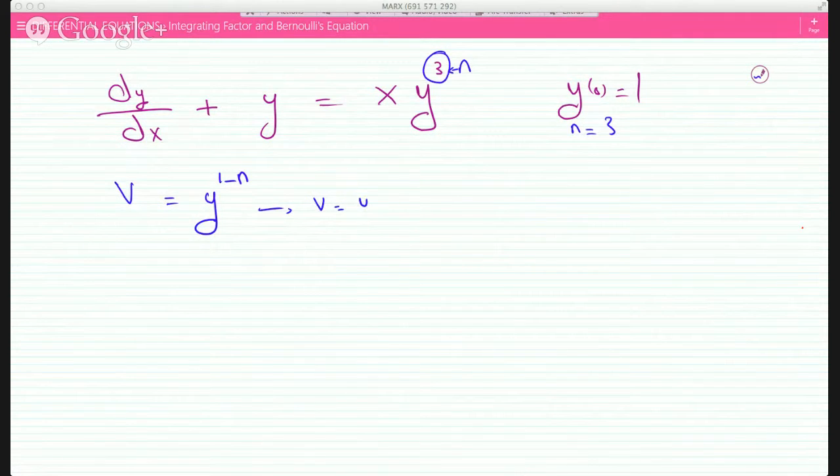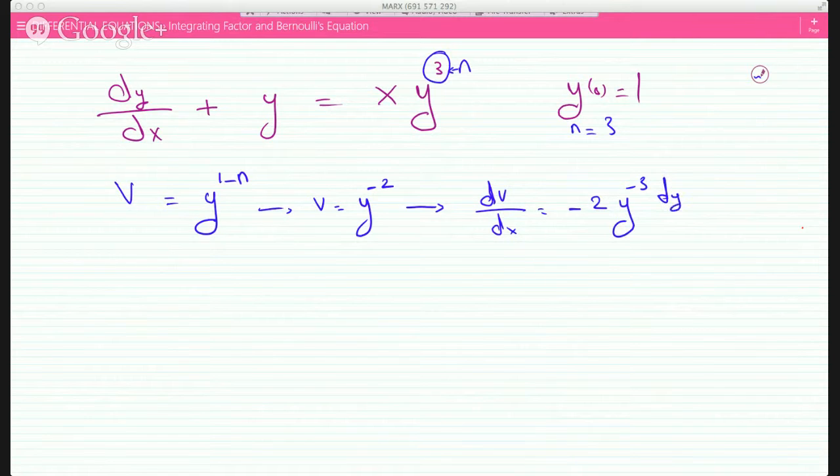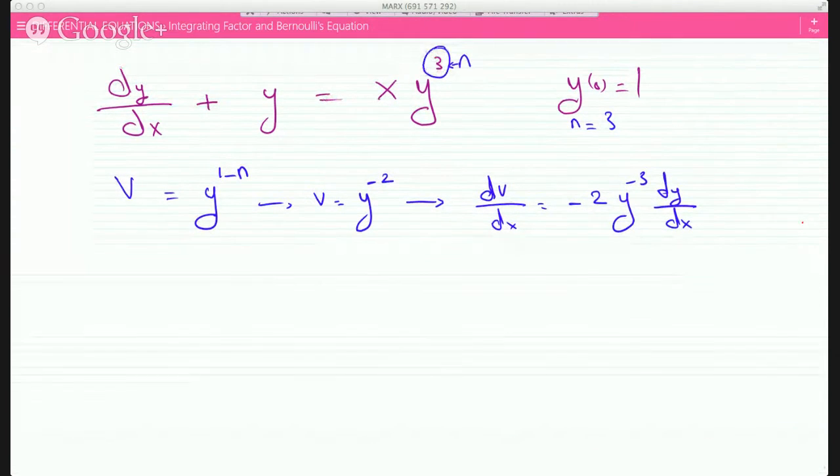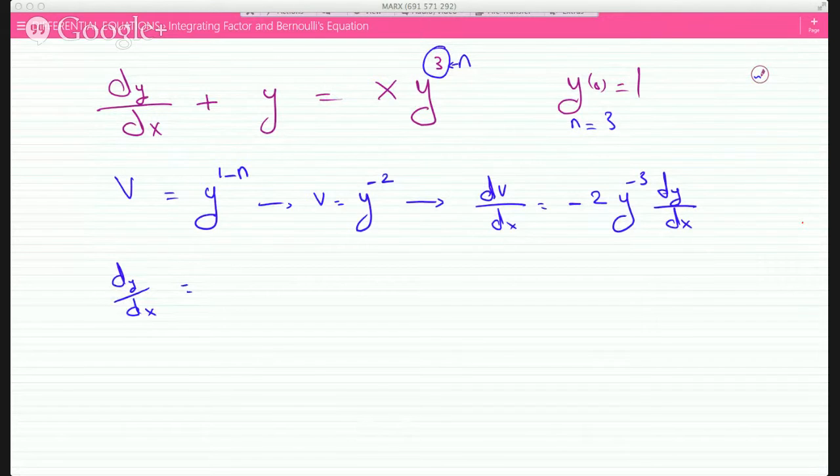So that makes v equals y to the negative 2, which makes v equals 1 over y squared. Let's just leave it as is and differentiate it. So then dv over dx is equal to minus 2 y to the minus 3 times dy over dx. And we're going to do the replacement in the differential equation. So that makes dy over dx equals, divide both sides by negative 2y to the negative 3.